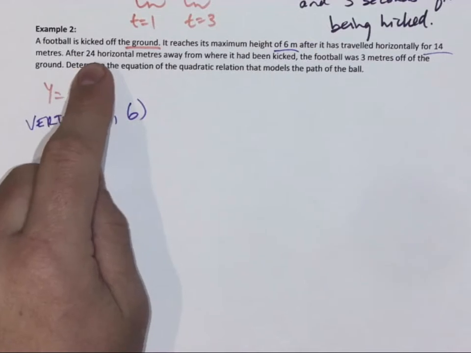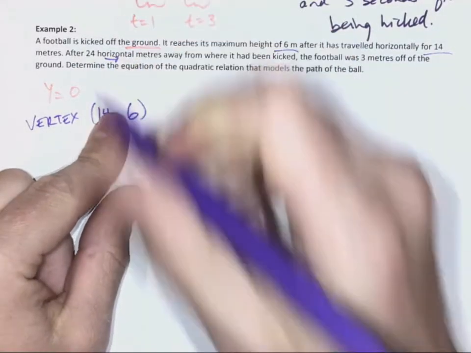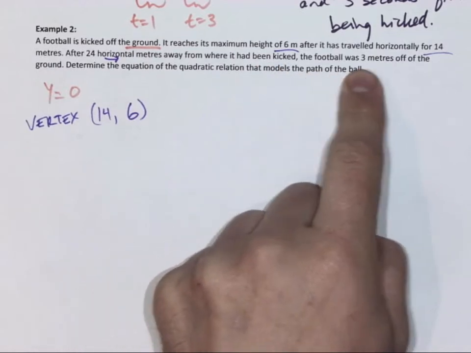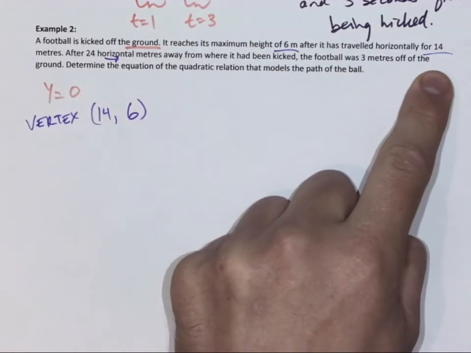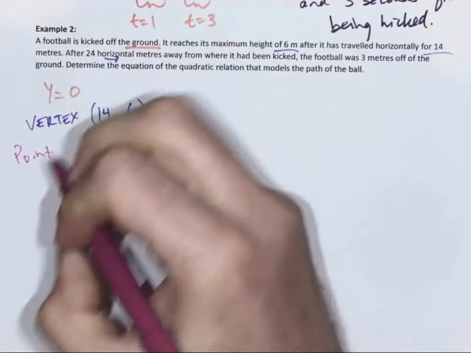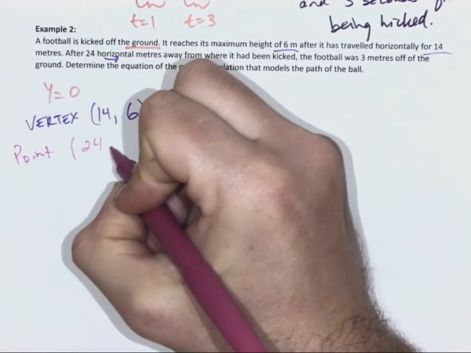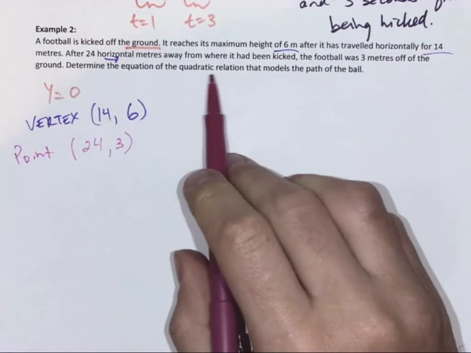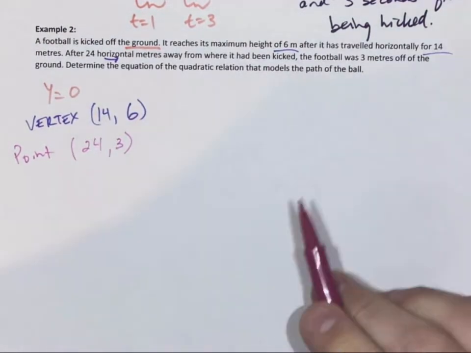After 24 horizontal meters, meaning that way, away from where the ball has been kicked, the football was 3 meters off the ground. Right now, that's just another point. That point is just (24, 3). Determine the equation of the quadratic relation that models the path of the ball.